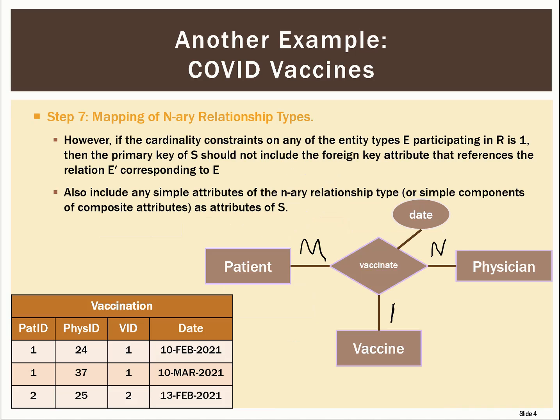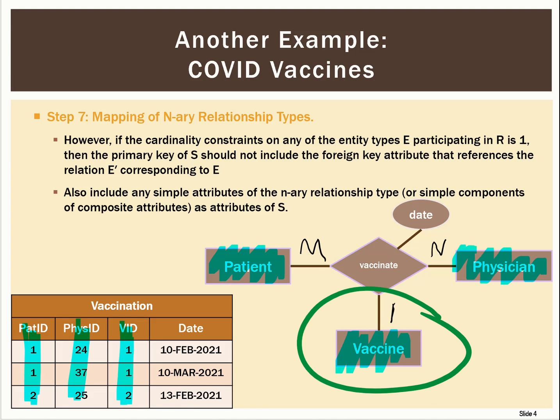Notice that in the case of the COVID vaccination example, we build our bridging table the same way. Again, we're bridging 3 entity types. And so you will see that we have the patient ID, which is the primary key of patient. We have the physician ID from physician, and we have the vaccine ID from vaccine. So we have 3 foreign keys in this table. But now what we say is that the table of the 1 does not need to take part as the primary key of this table.